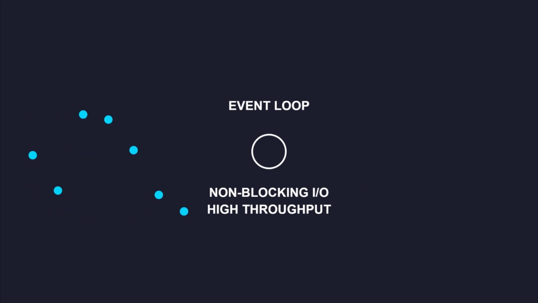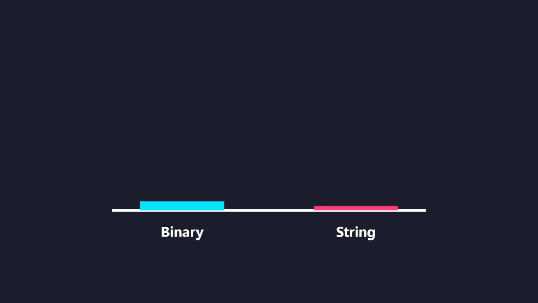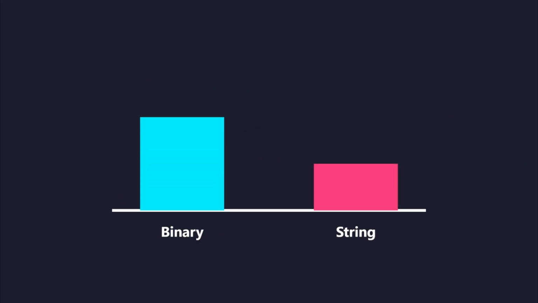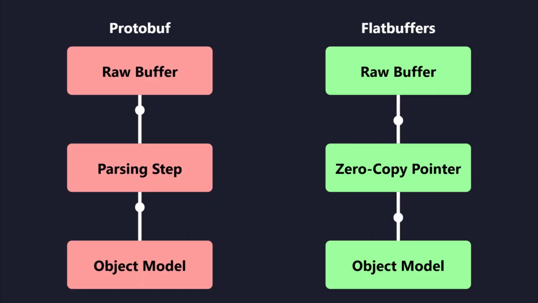Non-blocking input-output operations allow the server to handle multiple requests on a single thread, which is essential for maximizing throughput in high-density microservice architectures. Marshalling structured data into a binary stream takes less than half the time of serializing the same data into a string, which directly scales the maximum achievable throughput of the service.